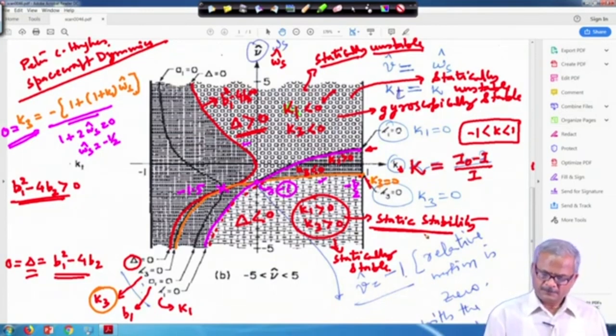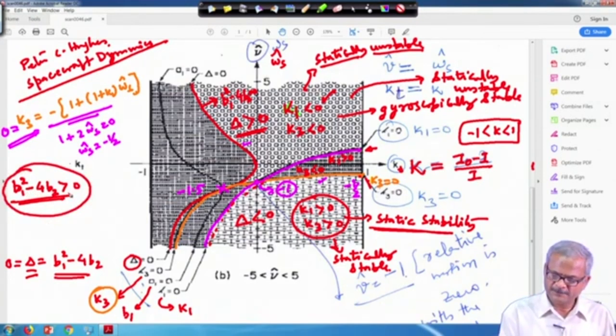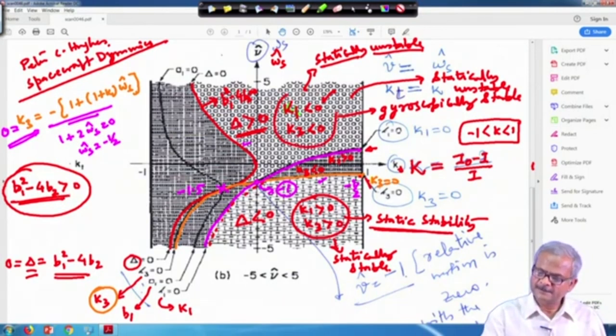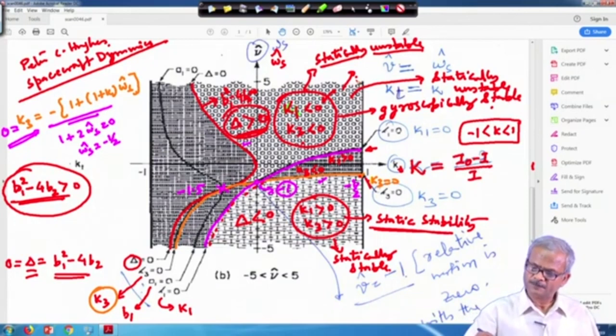So, for the eigenvalues, we must have for the gyroscopic stability b1 square minus 4 b2 greater than 0. So, even if your system here, you can see that even if the static stability is not satisfied, but if this quantity is satisfied, then the system will be gyroscopically stable, and also this will be directionally stable. So, what does it mean by directionally stable? We can discuss it on the next page. So, this is also directionally stable.